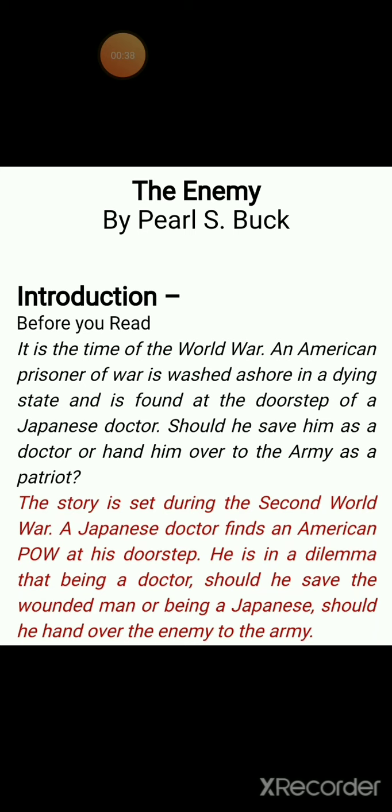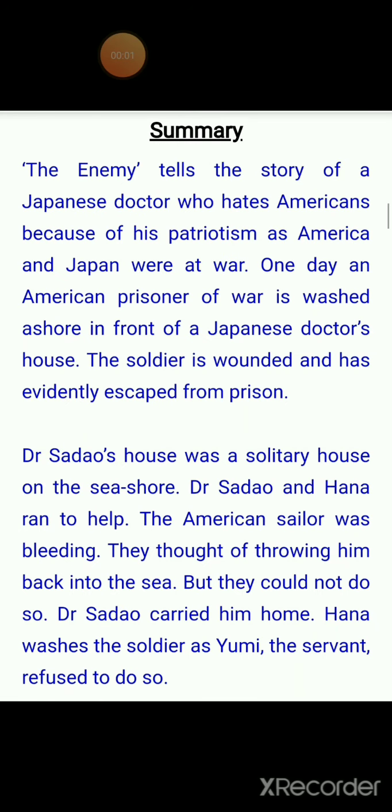So the story is set during the Second World War. A Japanese doctor finds an American POW at his doorstep. He is in a dilemma: being a doctor, should he save the wounded man, or being a Japanese, should he hand over the enemy to the army? Here is the summary of the story. The story is about a Japanese doctor who hates Americans because of his patriotism, as America and Japan were at war at that time.